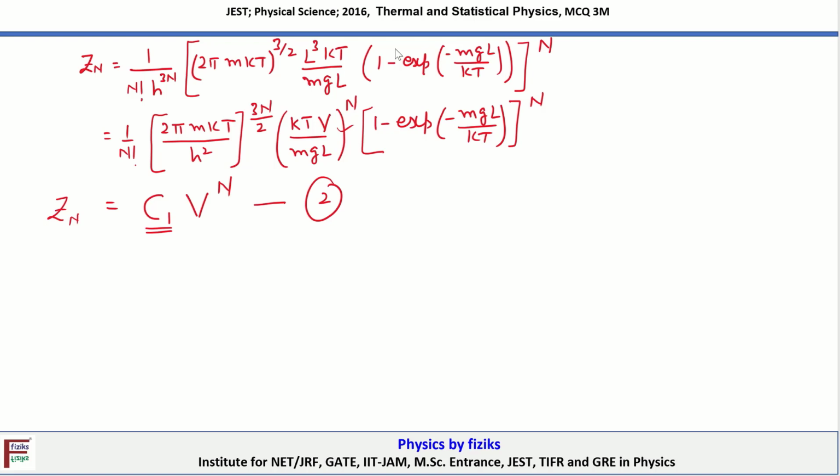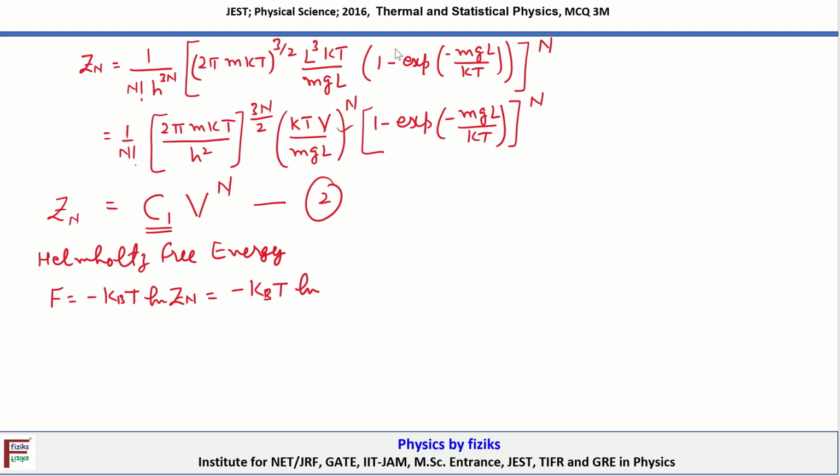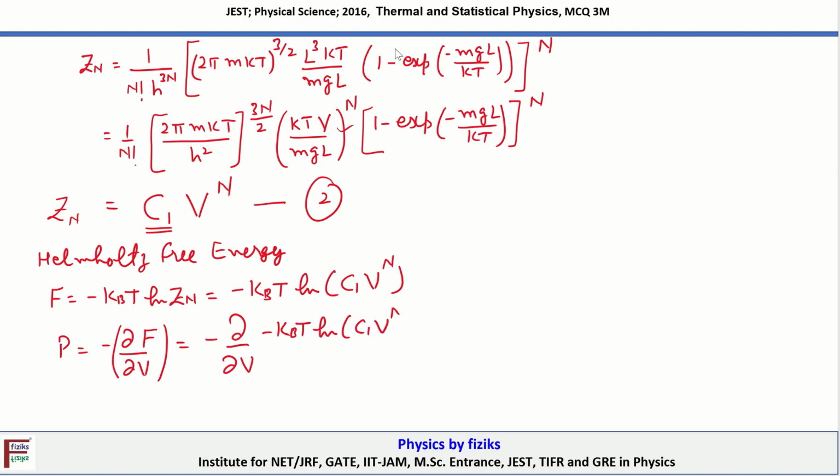Okay, so now the Helmholtz free energy F is equal to minus kT ln Zn. So that is equal to minus kT ln c1 V power n. Okay, now the pressure is connected with the Helmholtz energy by the relationship minus dF by dV, keeping the rest of the parameters constant. So that is equal to minus curly d of minus kT ln c1 V power n.